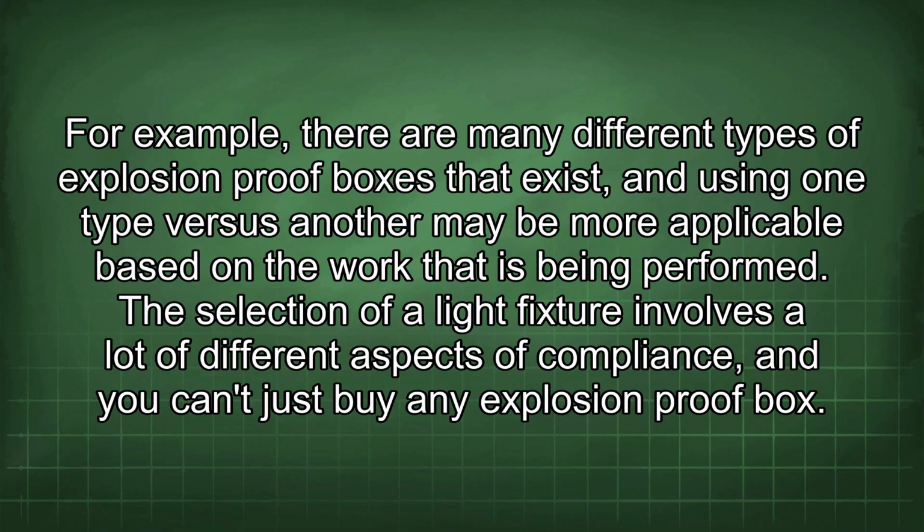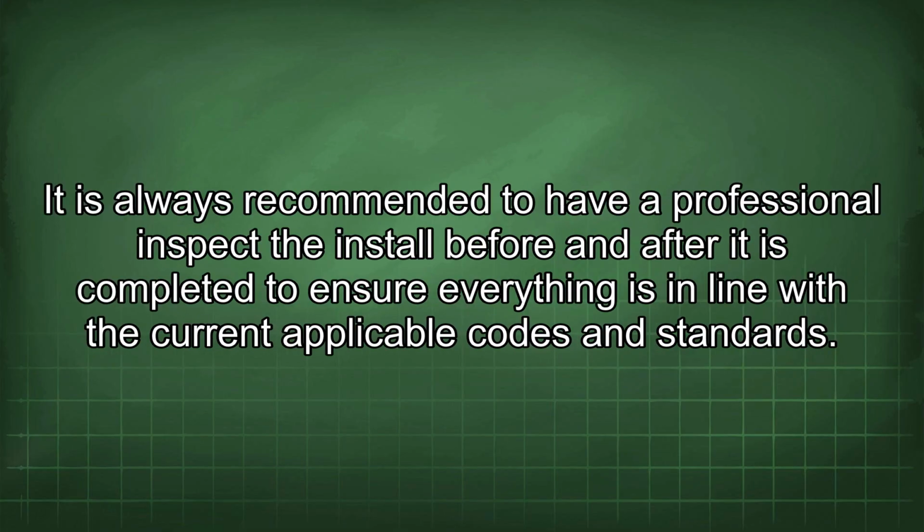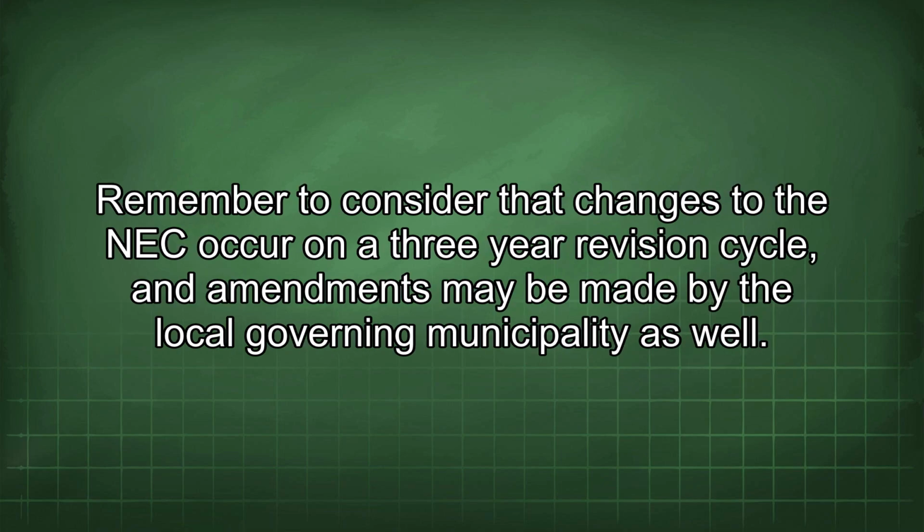The selection of a light fixture involves a lot of different aspects of compliance, and you can't just buy any explosion-proof box. There are many different gas groups that may need to be accounted for, and each gas group is going to have different specifications on what is and isn't allowed. It is always recommended to have a professional inspect the install before and after it is completed to ensure everything is in line with the current applicable codes and standards. Remember to consider that changes to the NEC occur on a 3-year revision cycle, and amendments may be made by the local governing municipality as well.